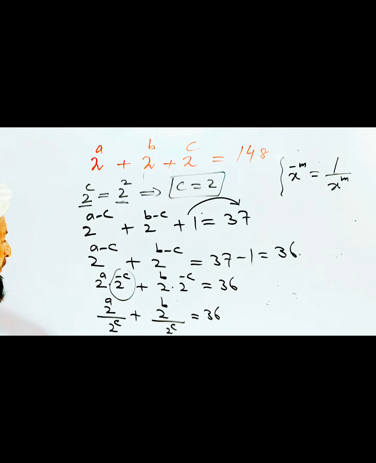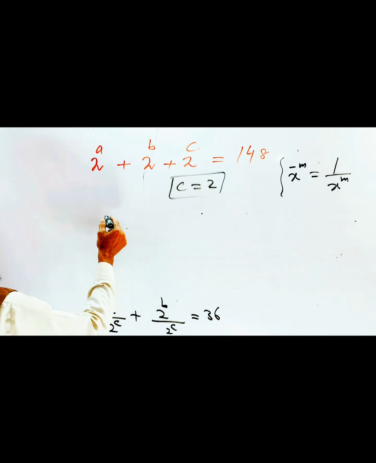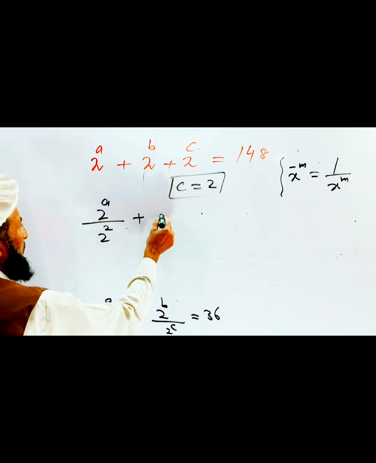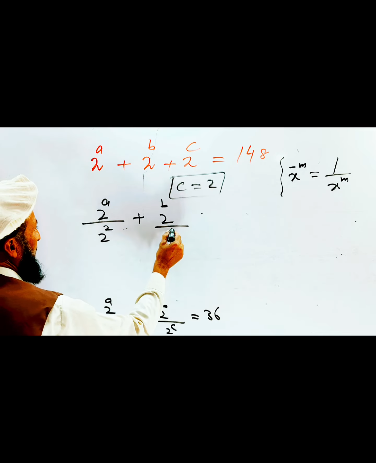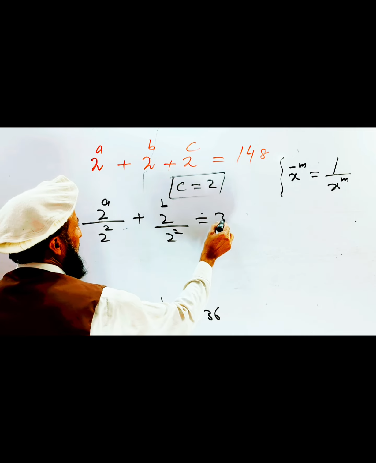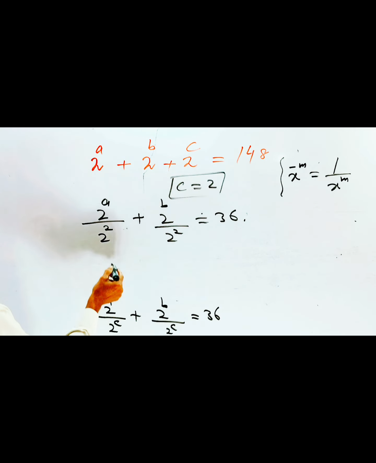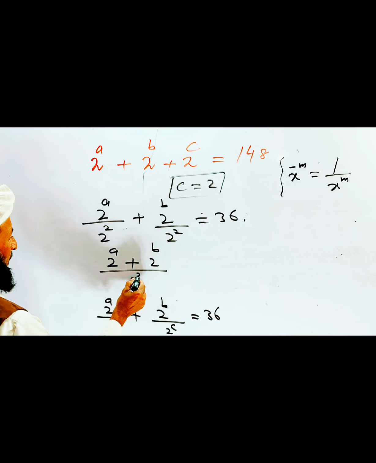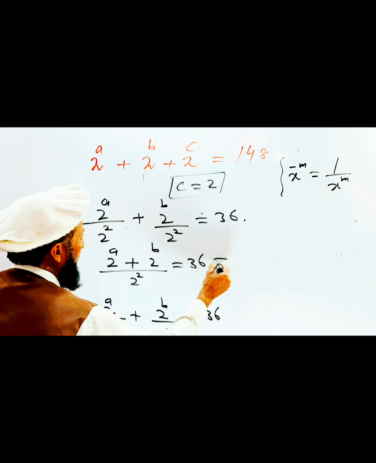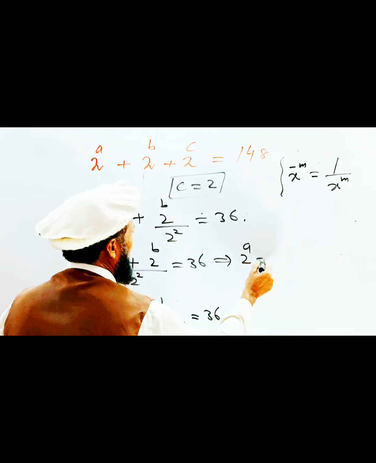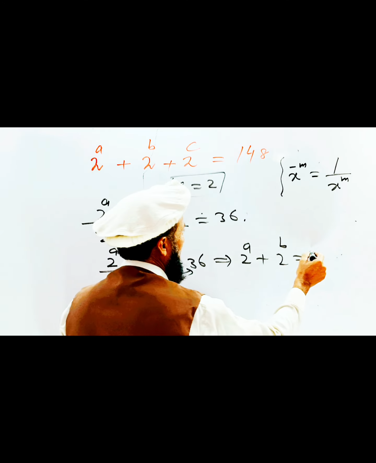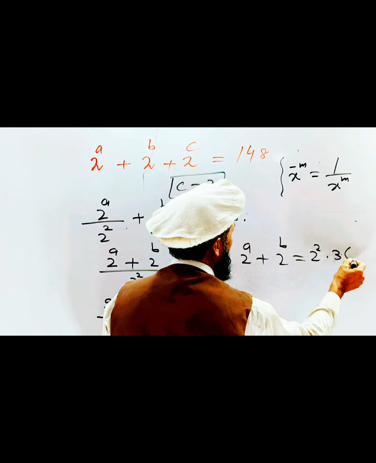If we substitute the value of c, this results in 2^a divided by 2^2 plus 2^b divided by 2^2 is equal to 36. Now we take the LCM, and here we get 2^a plus 2^b divided by 2^2 is equal to 36. Now 2^a plus 2^b is equal to, we multiply this term, and here we get 2 square multiplied by 36.